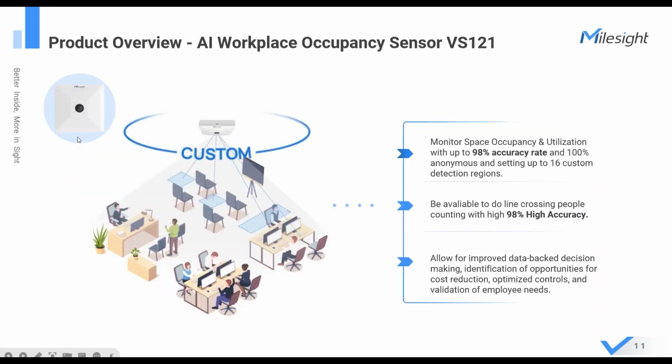So in this picture, it shows our AI workplace occupancy sensor VS121. As the picture shows, it can monitor a large range of space with high accuracy and 100% anonymity. Most importantly, it allows users to customize the detection regions up to 16 regions. Those statistics received could allow for data-backed decision-making, such as planning the workplace areas, promoting your staff's productivity, and saving cost at the same time.